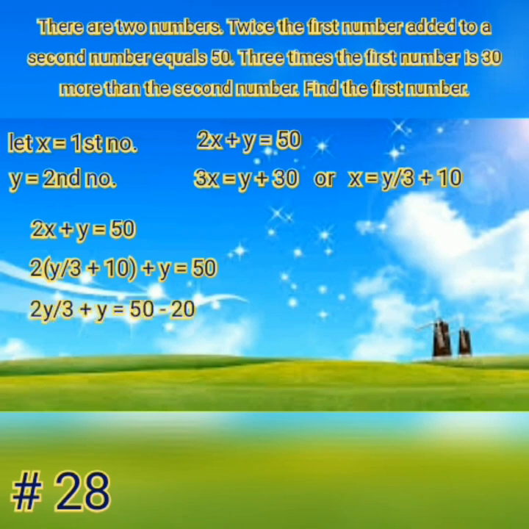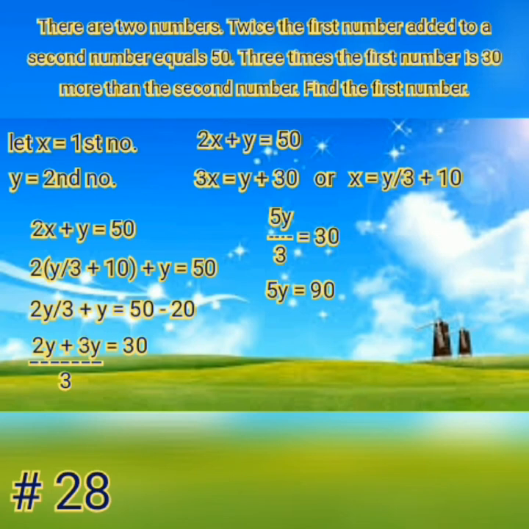2y over 3 plus y is equal to 50 minus 20. This will be 2y plus 3y all over 3 is equal to 30. This will be 5y over 3 is equal to 30. By cross multiplication, we have 5y is equal to 30 times 3, or 5y is equal to 90. So y is equal to 18.